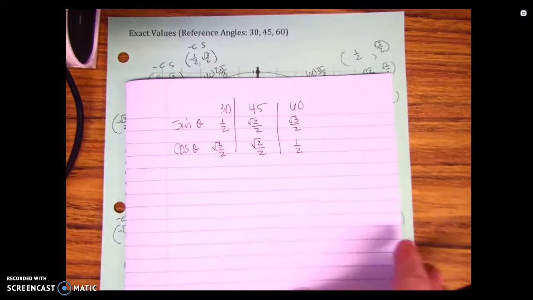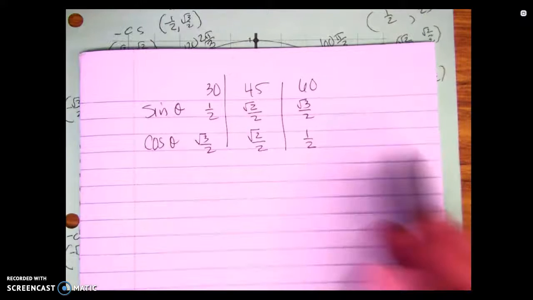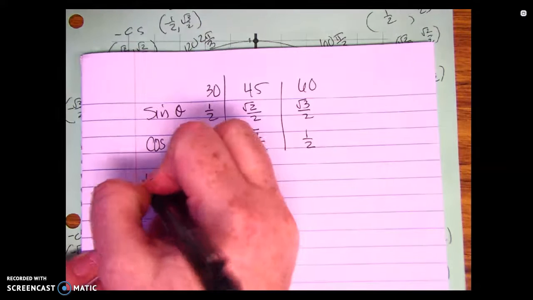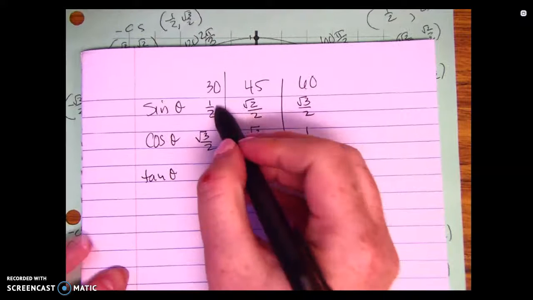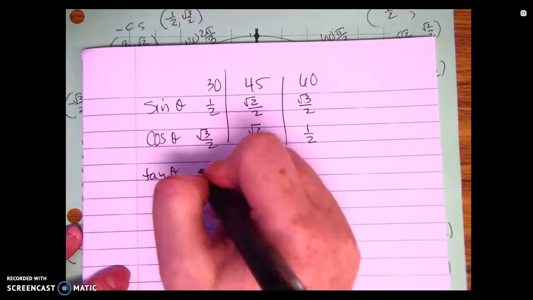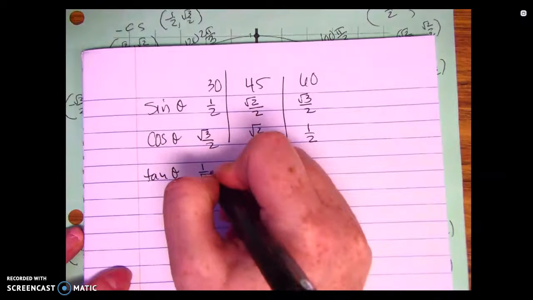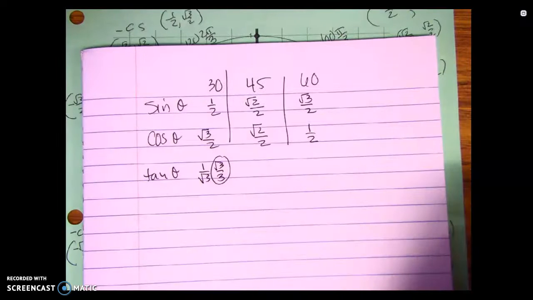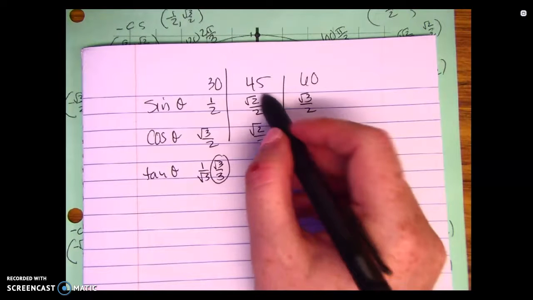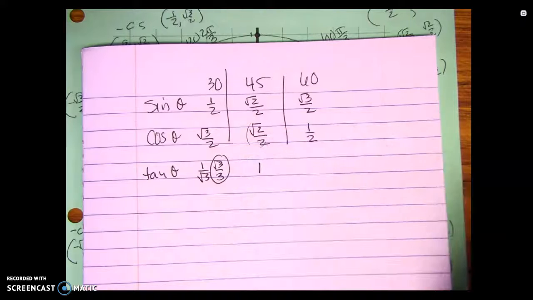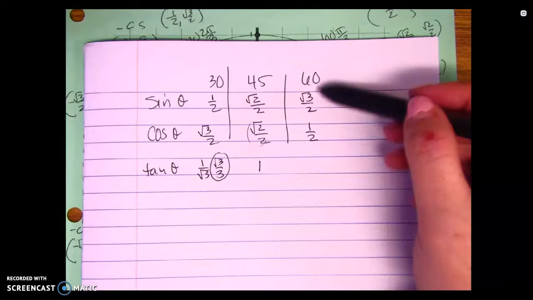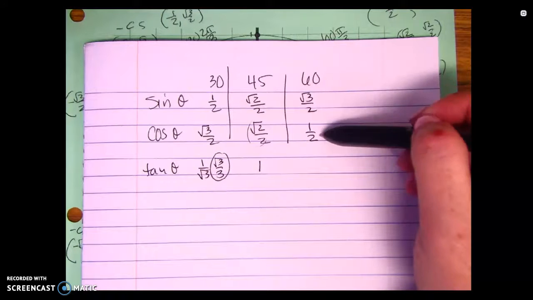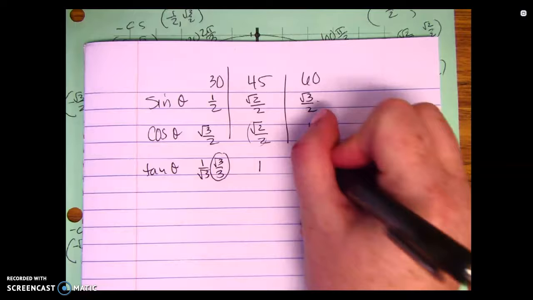Now, some people also remember tangent. It might be helpful to remember tangent. Tangent is sine over cosine. So again, that's 1 over the square root of 3, which is really the square root of 3 over 3. Tangent of 45, anything divided by itself is 1. And then radical 3 divided by 1 would give me the square root of 3.